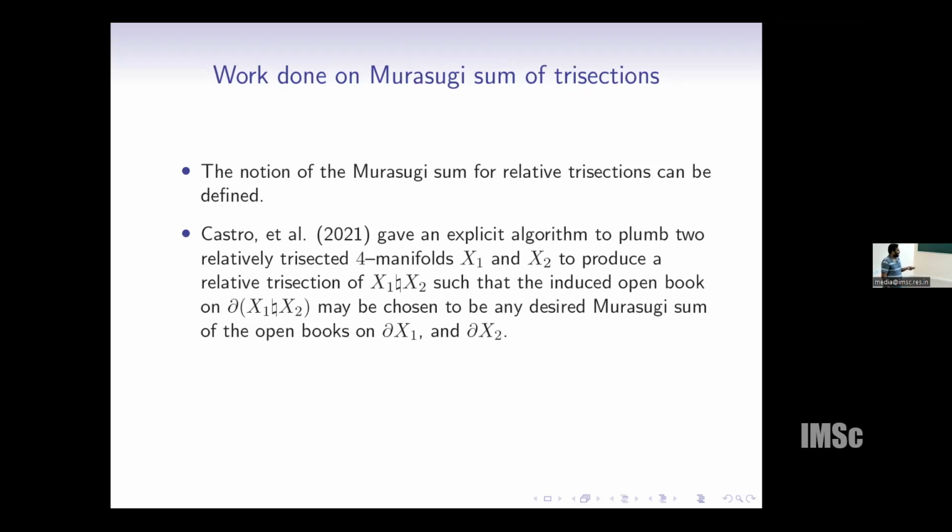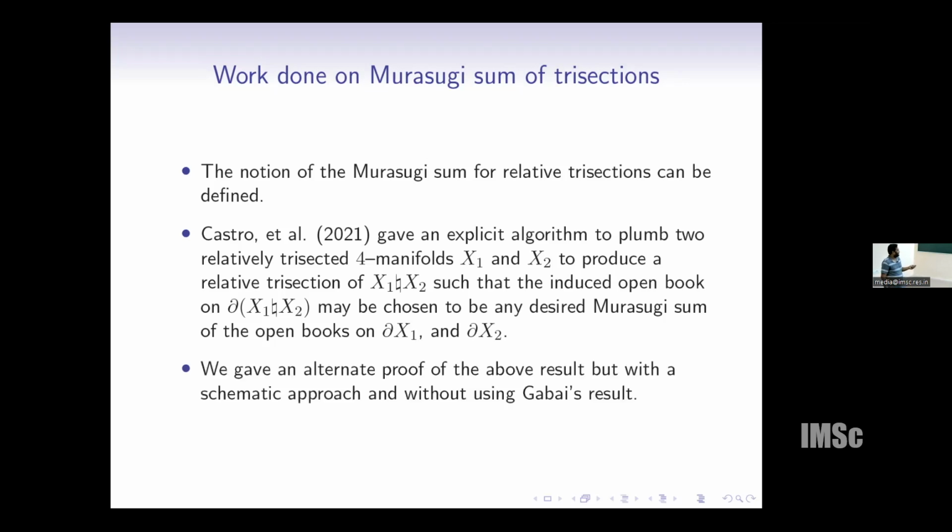Castro and other people gave an algorithm to plumb two relative trisection diagrams of X1 and X2 to produce a relative trisection of the boundary connected sum of X1 and X2, such that the induced open book on the boundary of X1 boundary connected sum X2 can be chosen to be any desired Murasugi sum of the open books of the boundaries of X1 and X2. That means Castro and other people used Gabai's result: in the boundary we have an open book structure, so they use Gabai's result to produce the open book connected sum, and they extend that into the 4-manifold level.